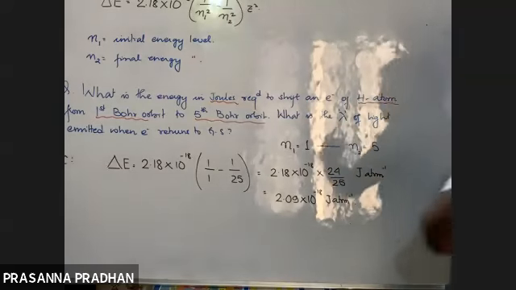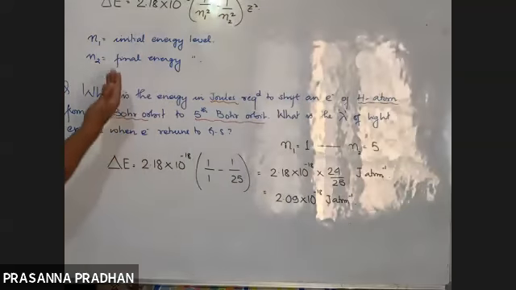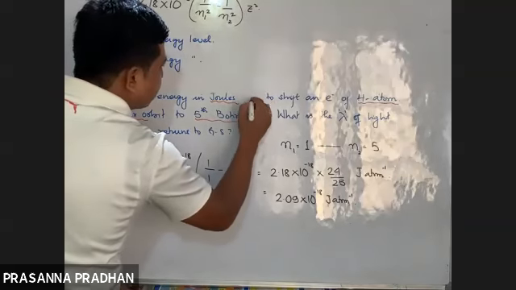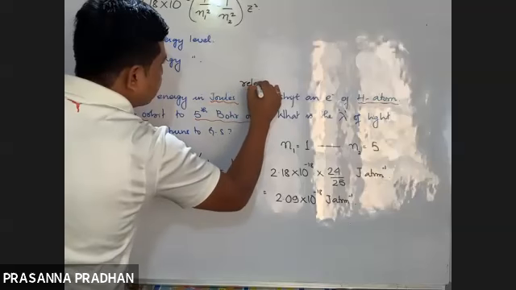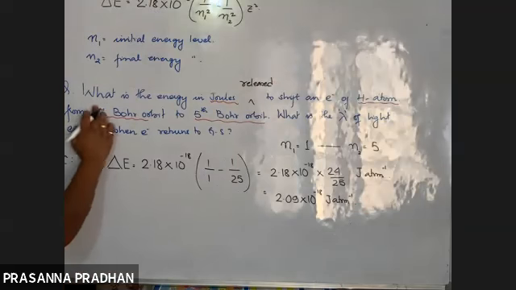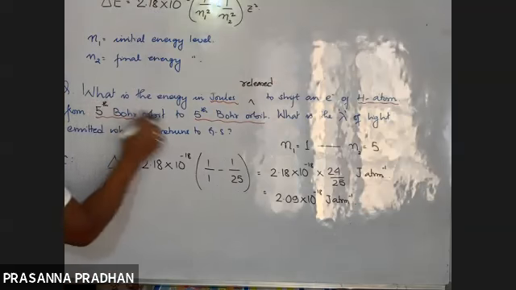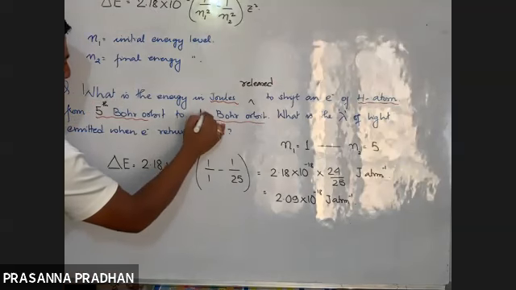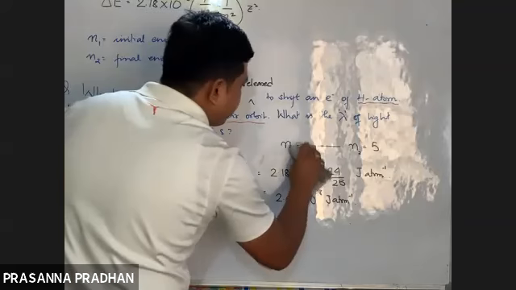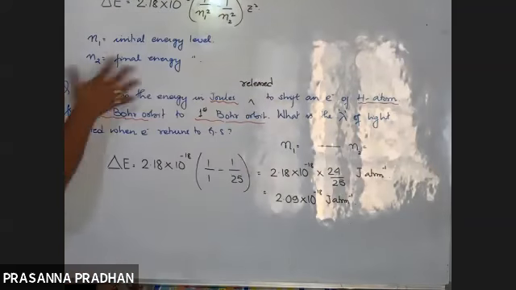Now if the question says, what is the energy in joules not required, rather released, to shift an electron of a hydrogen atom from the fifth Bohr orbit to the first Bohr orbit, how will you do this problem? I'm just bringing a small change. In this particular problem, just tell me what is the value of N1 and N2. N1 is 5.